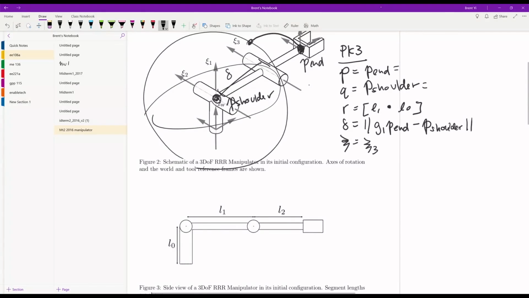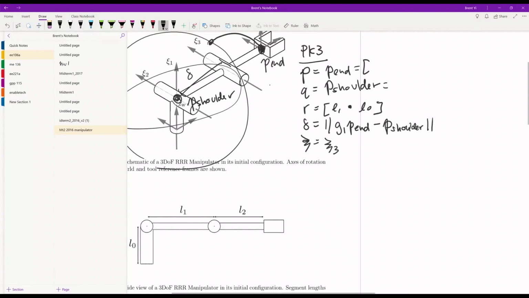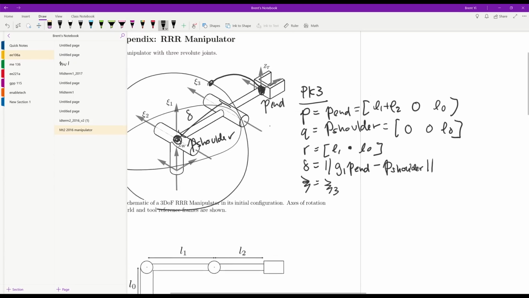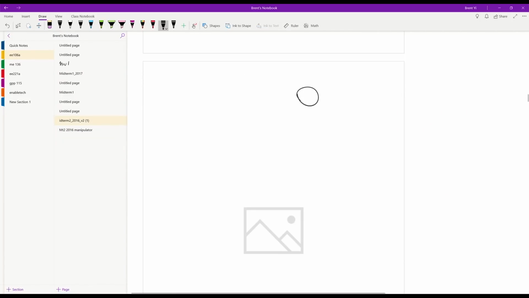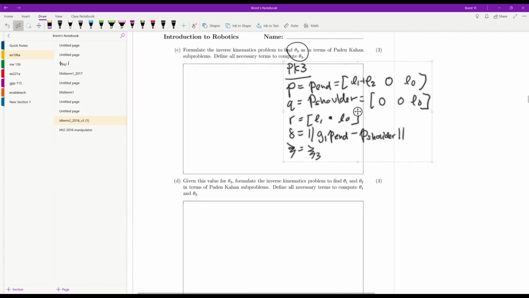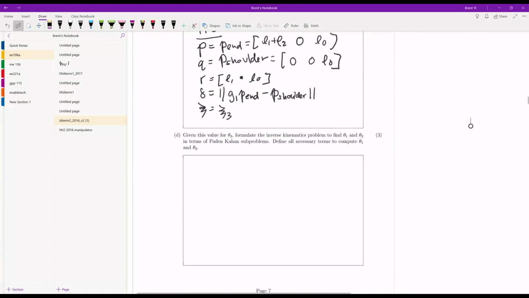So P end will be L1 plus L2 for the x, right? 0 for the y, and L0. I just did that by inspection, so this is the x, this is the z, and then there's no y coordinate. P shoulder, we know from earlier, that's 0 for x, 0 for y, and then L0 for the z. And that should be it. We can just take this answer, and then copy it over to our solutions. So that's it for theta 3.